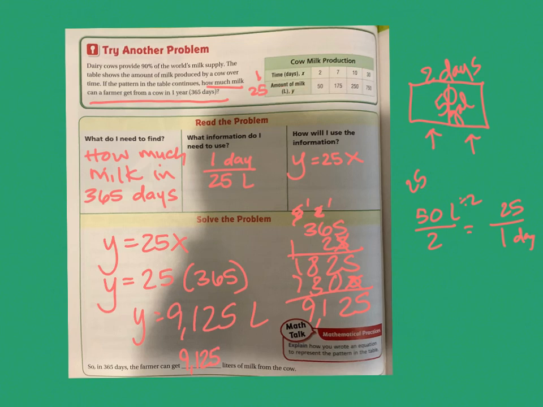So you're going to get word problems where you're going to have to find some information. The table will give you information. It might not give you exactly the information you need. You might have to be a detective a little bit to break it down like I did here. But once I found out that 25 liters in 1 day, then I just had to multiply 365 days times the 25 so that I could find out how many total in those 365 days.